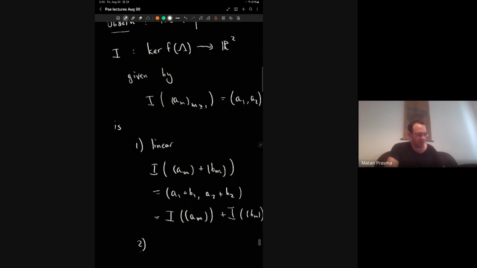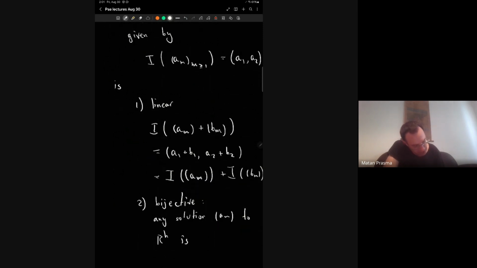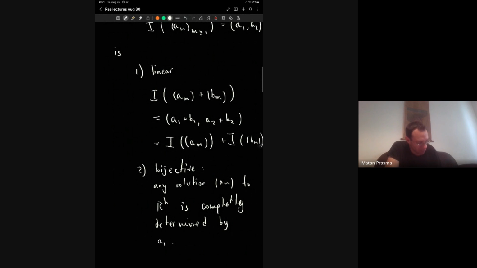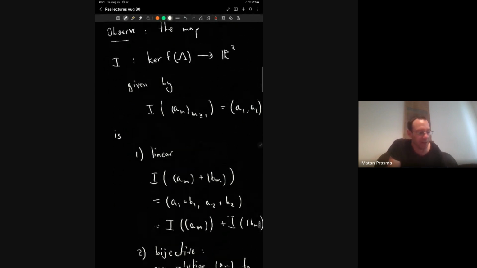And this map is bijective because any solution AN of RH is completely determined by the first two elements, A1 and A2. And if you give me just two initial elements, A1 and A2, I can cook up a solution. There is a unique solution that I can cook up from the initial elements, A1 and A2.